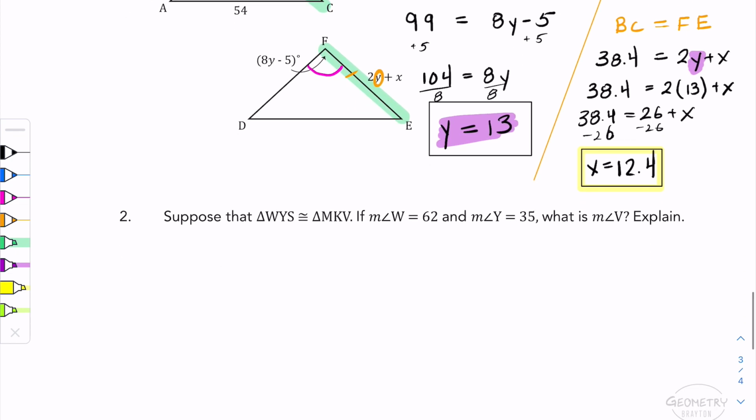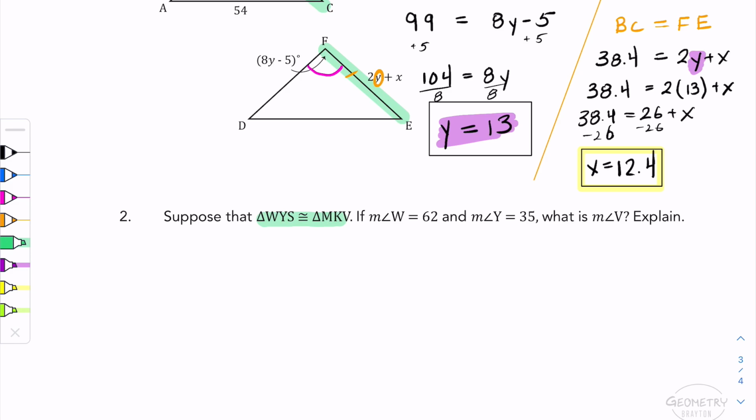For the next one, we don't have diagrams, but we do have a congruent statement. The statement says that triangle WSY is congruent to triangle MKV. Angle W is 62, angle Y is 35, and we're looking to solve for angle V.